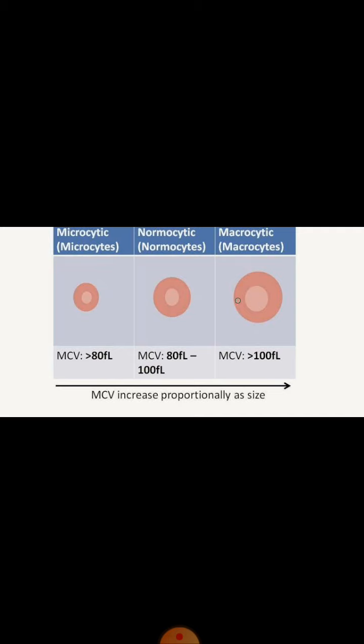Here we have three red blood cells. In the second red blood cell, we can see that the mean corpuscular volume is in the normal range from 80 femtoliters to 100 femtoliters. So this RBC is of normal size. It is known as normocyte. If the mean corpuscular volume becomes less than 80 femtoliters, then the size of the RBC becomes small and it is known as microcyte. And if the mean corpuscular volume becomes larger than 100 femtoliters, then the size of the RBC increases and it is known as macrocyte. So the size of the red blood cell depends upon the mean corpuscular volume.